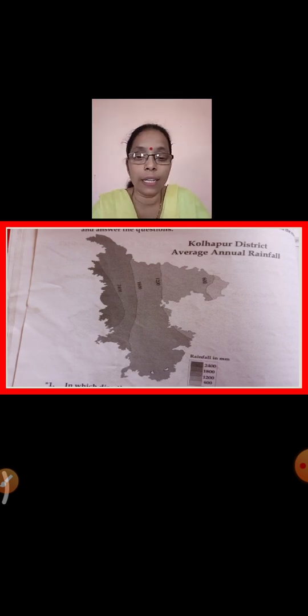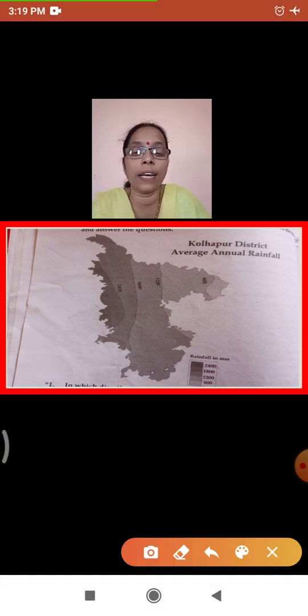Now you have one more map on your screen. It is again a Kolhapur district map which talks about the rainfall. Now I'll just ask you a few questions. This map is there in your textbook also. You may refer to it also. So in which direction is the rainfall more in the district? Just tell me, in which direction do you see the rainfall more in this district?